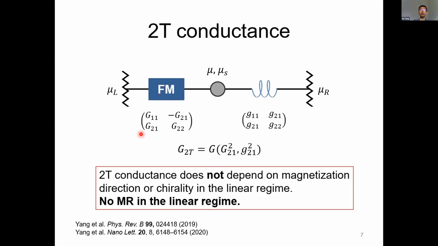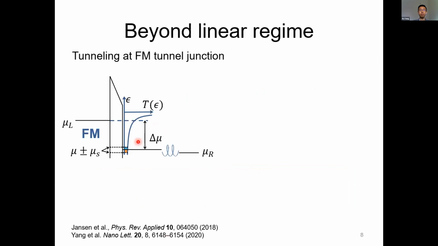So can we now still detect this effect of chirality using this type of experiment? And the answer is yes, but then we have to look beyond the linear response regime. And one of the most commonly encountered nonlinear transport mechanisms is, of course, tunneling. And here we have a ferromagnet interface, a tunnel interface that provides this tunneling mechanism. What I show here is the energy diagram of this tunneling process.